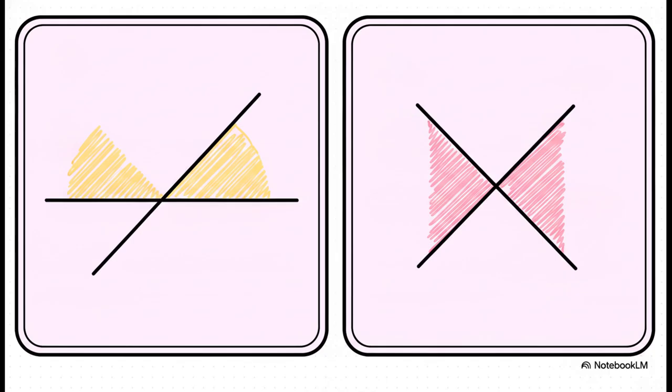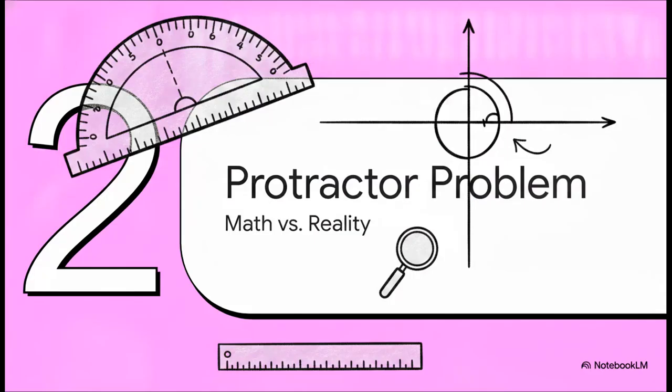Second tool, vertically opposite angles. Look at the angles directly across from each other at the intersection. The rule here is that they are identical twins. If one is 40 degrees, the one directly across the street is also exactly 40 degrees. No exceptions. Moving on to Section 2.